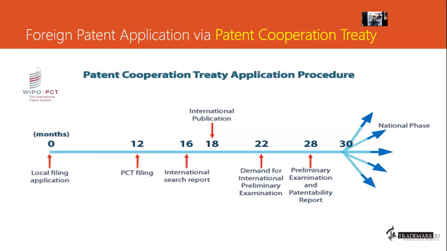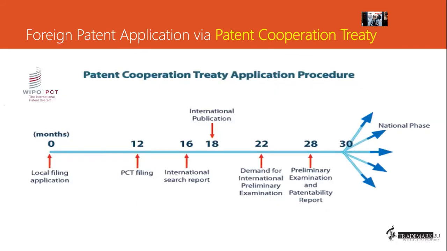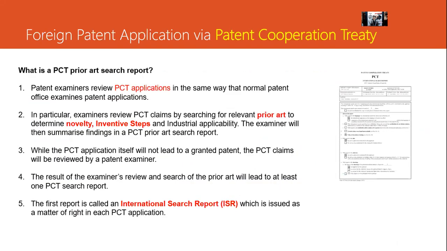Okay, this is one of the good things. It extends the duration of the priority date period to up to 30 months so that you have ample time, maybe you need some more money to do your filings, all these things. Then you can do it. And besides that, PCT, if you look at the chart, on the 16 months, they will conduct the international search. They will produce an international search report. So what is this prior art search all about?